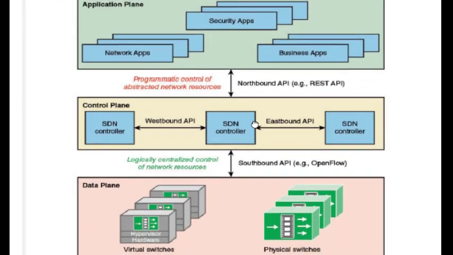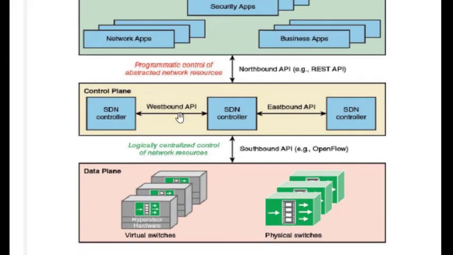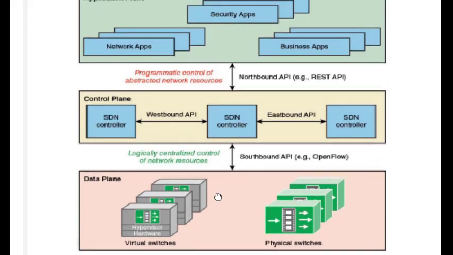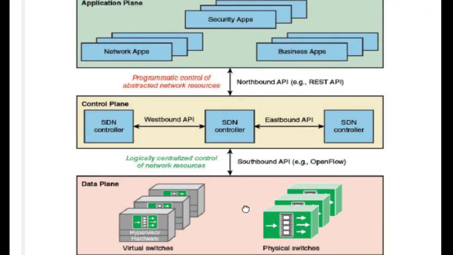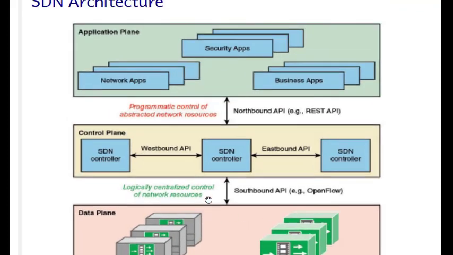As seen in this particular SDN architecture, we have the data plane. At the data plane, we have the virtual as well as the physical switches. The nodes can be a router or switch or any other. Then we have the control plane. As we can see, this is the control plane. At the control plane, we have the SDN controllers.